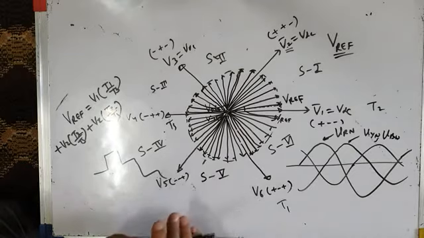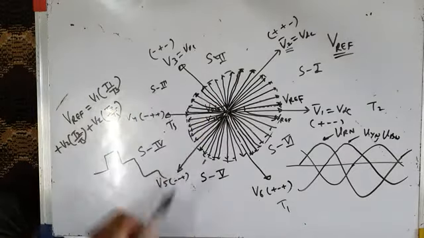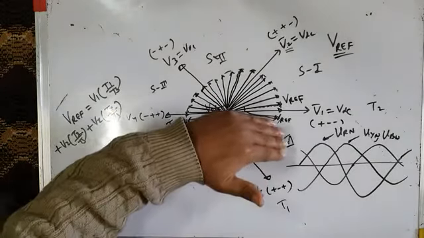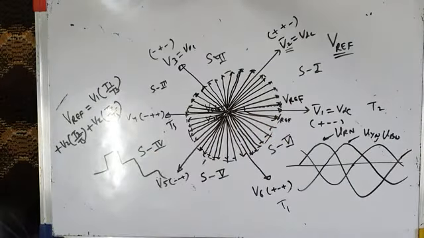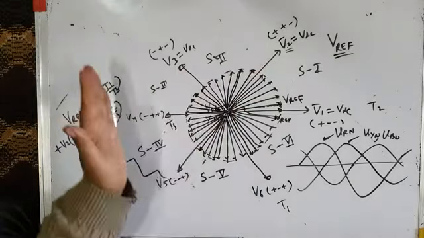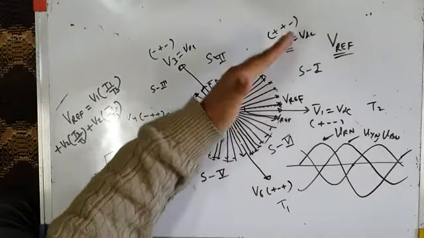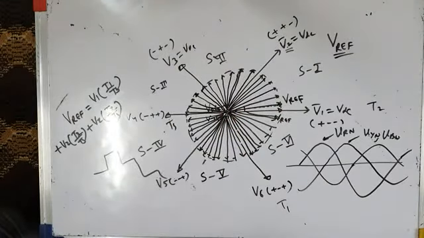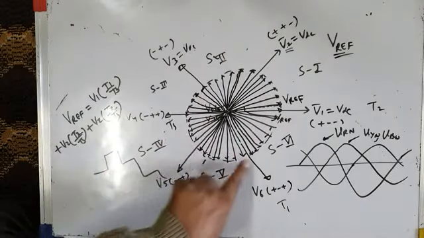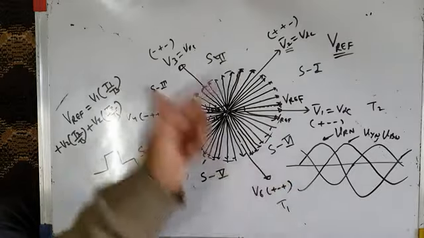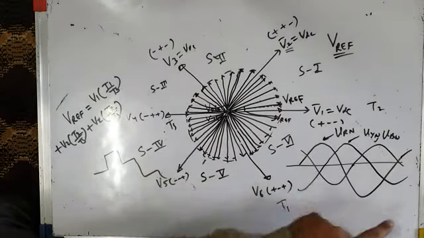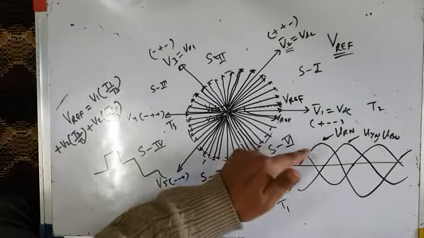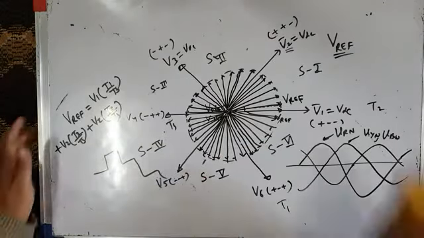So the aim is to generate a rotating reference vector, and this is how we generate it. In each sector, it's generated by time averaging of the corresponding voltage space vectors. When this rotating reference vector completes one cycle, it represents a set of sinusoidal phase voltages, or a set of three-phase sinusoidal line voltages. Fine.